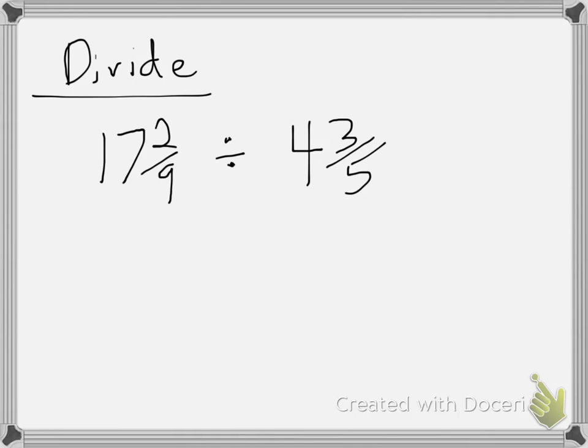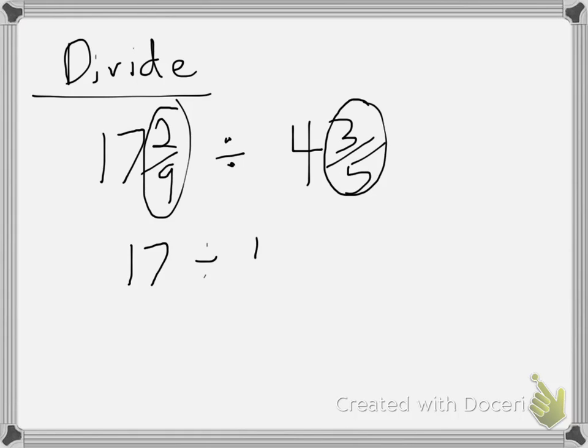So we can start this the same way as we started addition, subtraction, and multiplication, which is by just rounding. 2/9 is less than half, so this would be something around 17. 3/5 is more than half, so I'm going to round that up to 5.